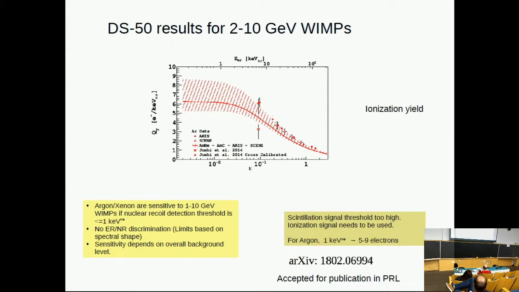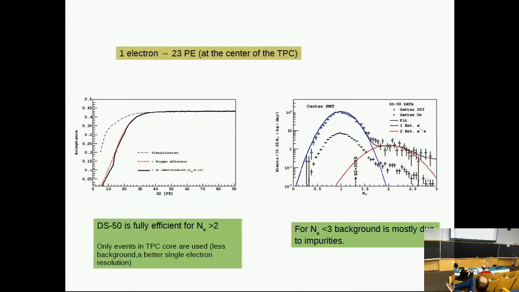Now here I show the ionization yield versus the energy of the nuclear recoil, some experimental data that I don't have much time to review, but basically this is our current knowledge of the ionization yield, and it should be between 5 and 9 electrons for 1 keV neutron equivalent. We're actually trying to measure the ionization yield now at 1 keV as well. So one electron is actually a quite big signal in the detector. One electron is basically 23 photoelectrons at the center of the TPC.